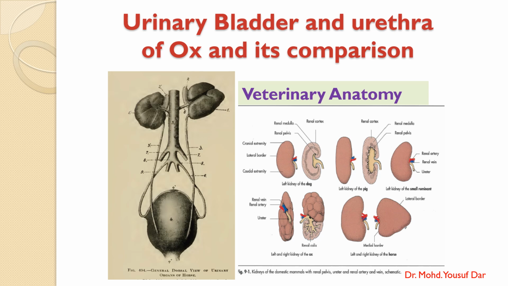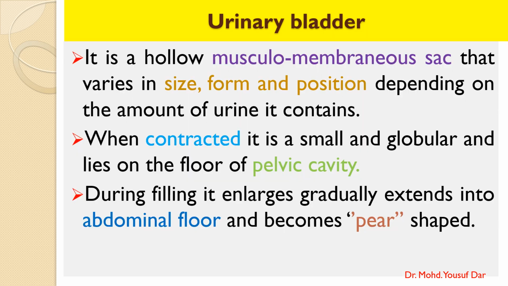Today we will discuss the urinary bladder and the urethra of ox, and we will compare this with the other species. First, urinary bladder. So what is urinary bladder? A urinary bladder है क्या?